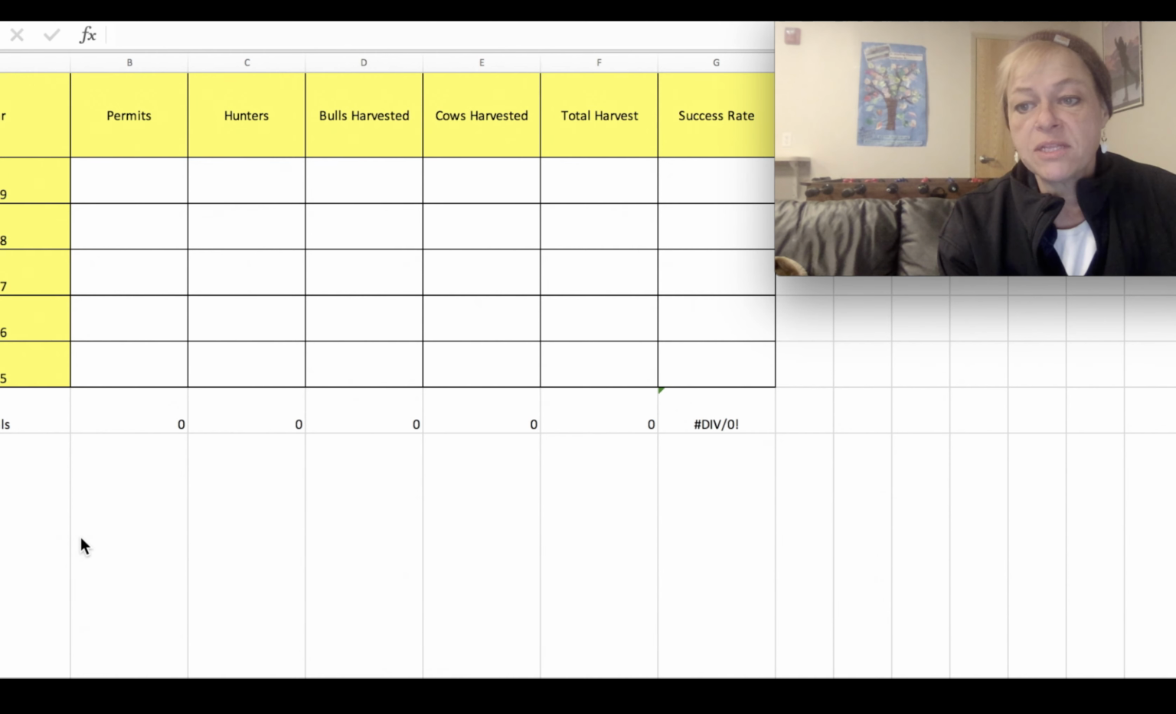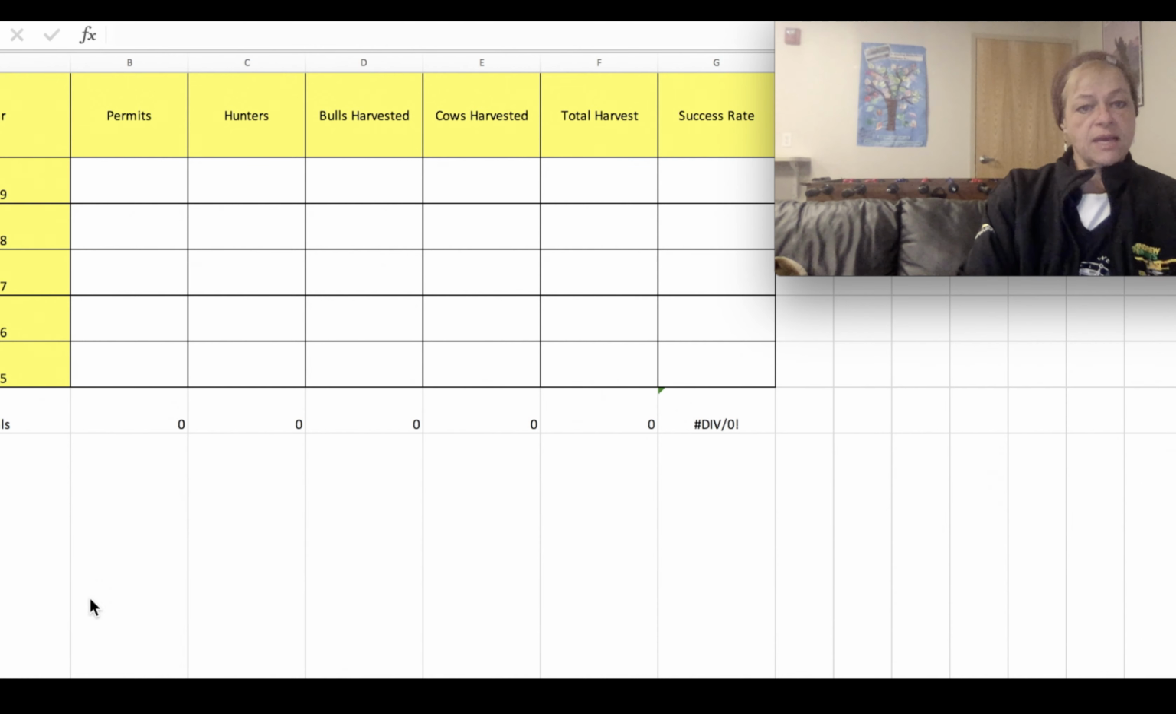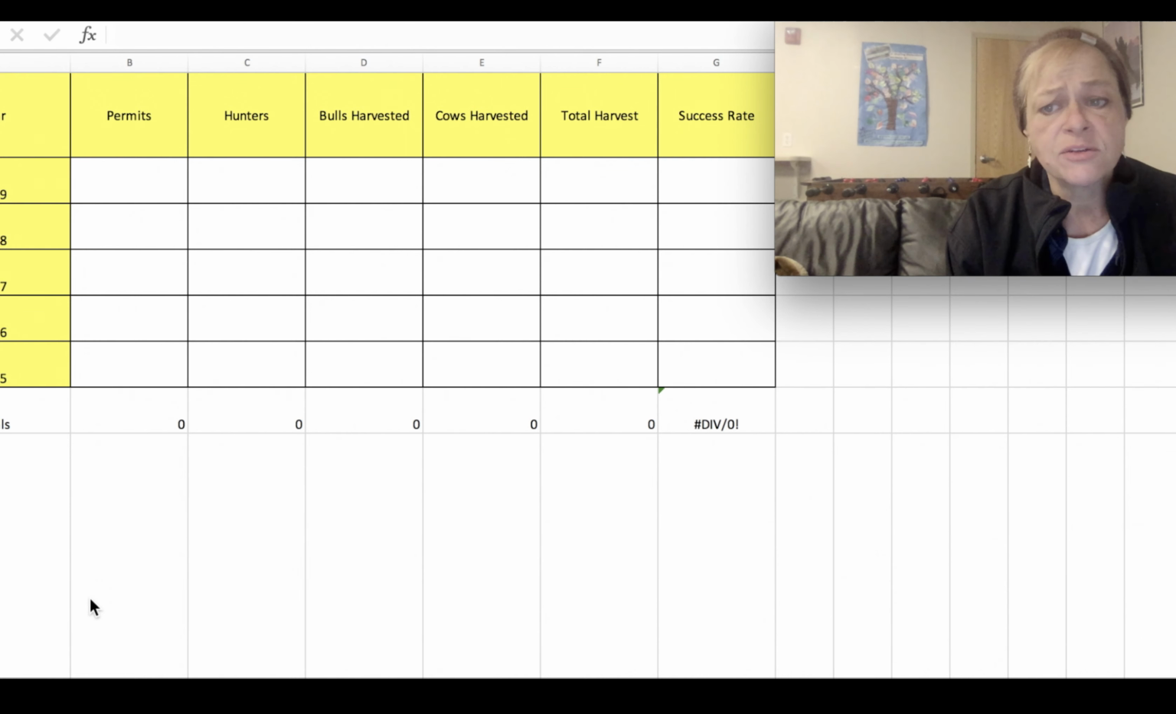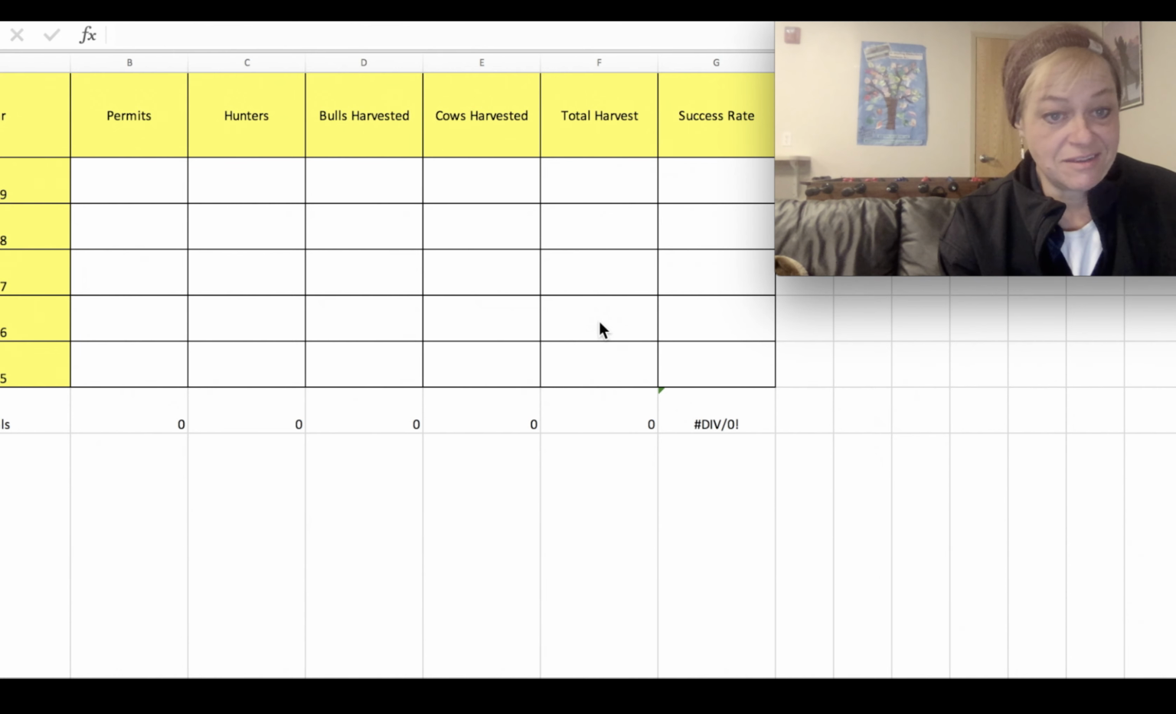I know you've all been learning how to use Excel, so hopefully we can just expand on that learning. Excel really is a great tool for what we're doing here. So let's get started. As I said before, I have the years over here, 2015 through 2019. I have the total number of permits issued that year, how many people actually hunted, because not everybody that got a general moose permit hunted. Then we have the bulls and the cows that were harvested and the total harvest. And then I'm going to also show you how to calculate the success rate of the hunters.